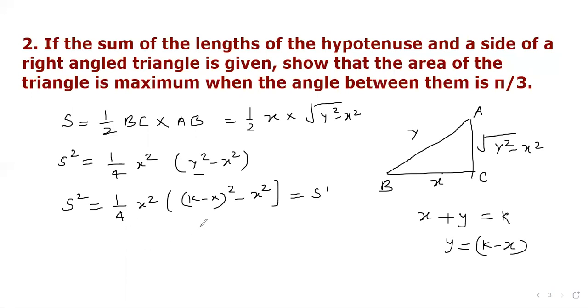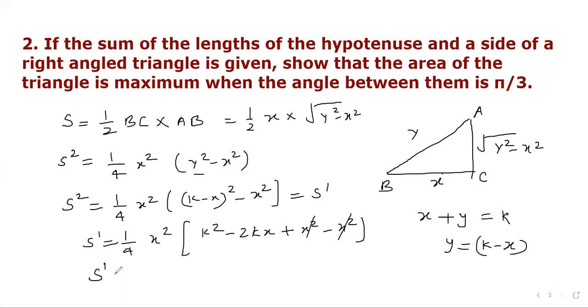Further, we can open the bracket. So S dash equal to 1 by 4 x square. This is k square minus 2kx plus x square minus x square. So x square will cancel out. From here, we get S dash equal to 1 by 4 x square into k square minus 2kx.